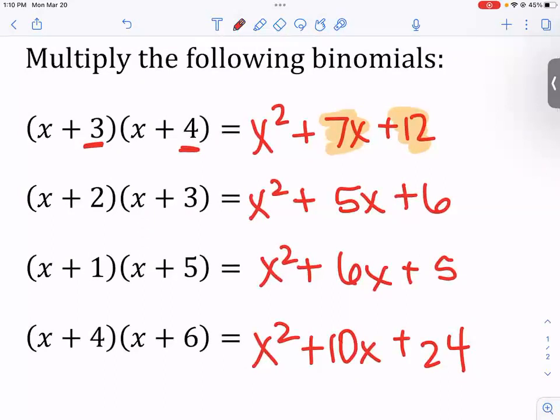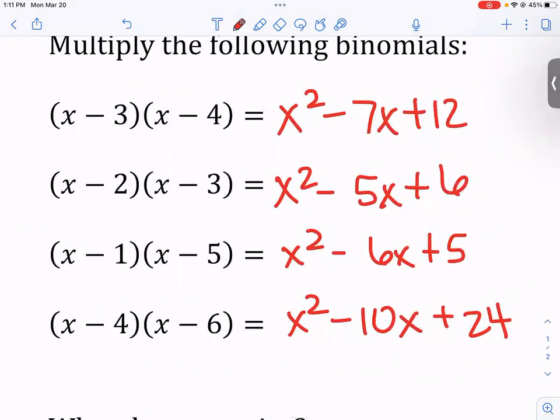You're just adding the 3 and the 4 together. Okay, so this is 3 plus 4. And Peyton, what's this? That's 3 times 4. Is this 2 plus 5? Is this 2 times, excuse me, is this 2 plus 3? Yes. Is this 2 times 3? Yes. Is this 1 plus 5? Is this 1 times 5? Okay, so let's continue this.